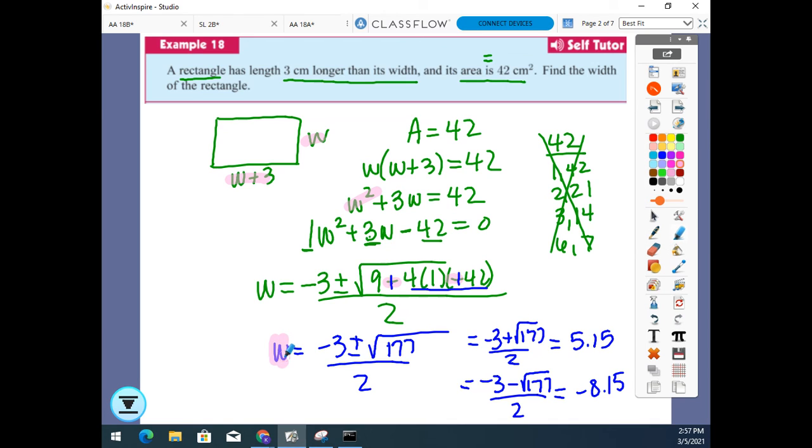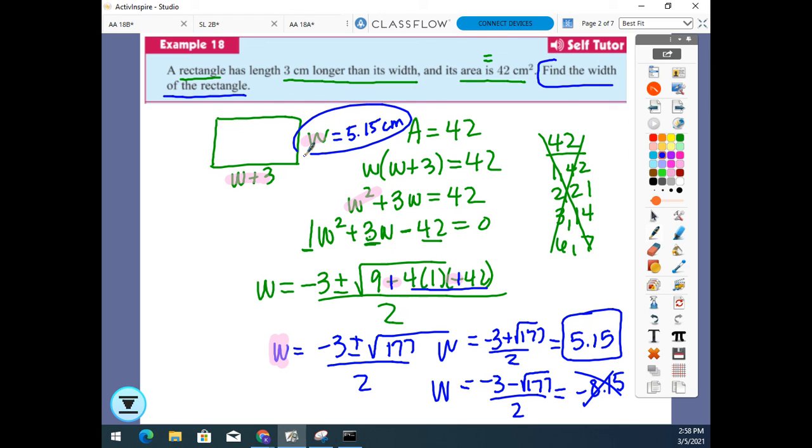Okay, so let's think about this. What does W represent? W is our width. So it makes absolutely no sense to have a negative width. That means my only feasible answer to this is when my W is 5.15. Now, this is where I always go back. The question says, find the width of the rectangle. Did we find the width? Yes. And I'm not going to write a sentence. I would say the width of the rectangle equals 5.15 centimeters. And that does answer the question.